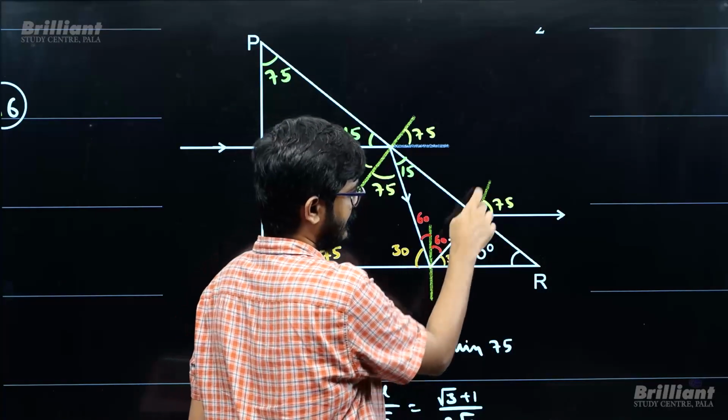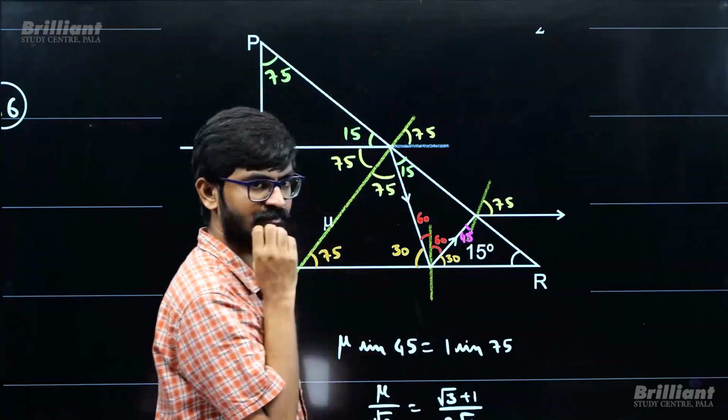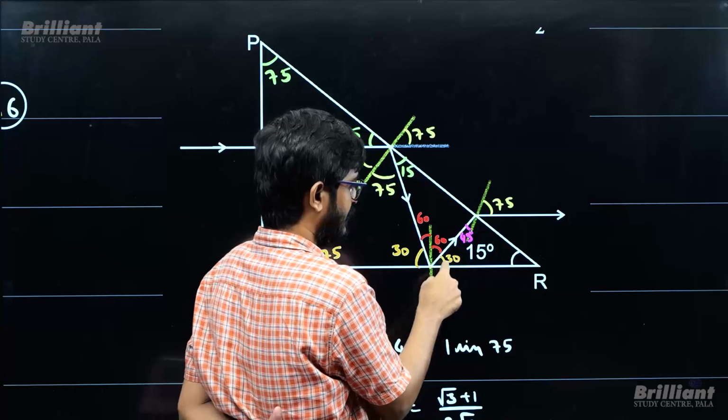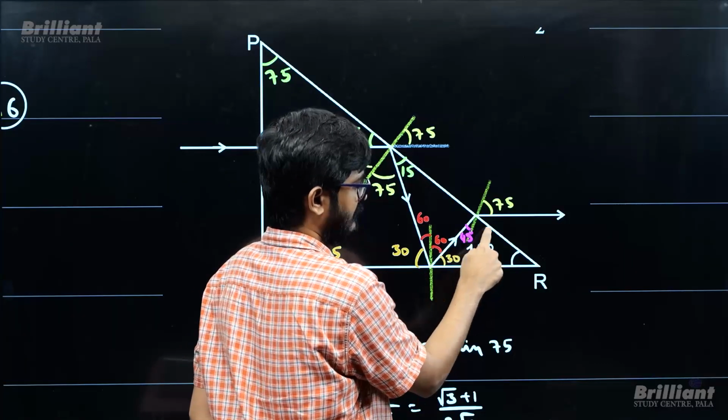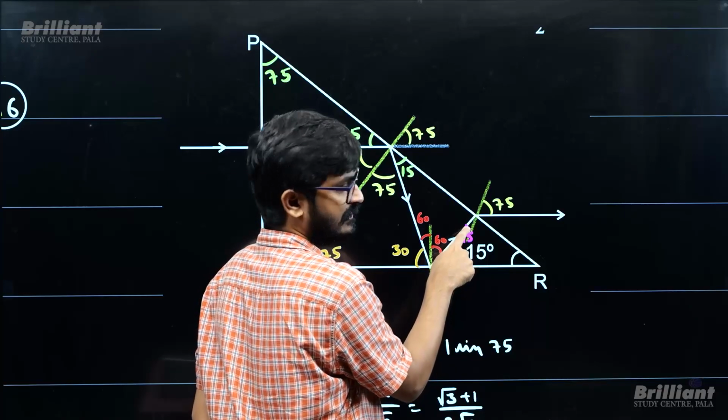Now this will be going here and it will be hitting the normal. Now this is a triangle, so total angle must be 180. This is 15 plus 30, 45. So this one must be 135. This is 90. So this is going to be 45. So angle of incidence is 45 here.